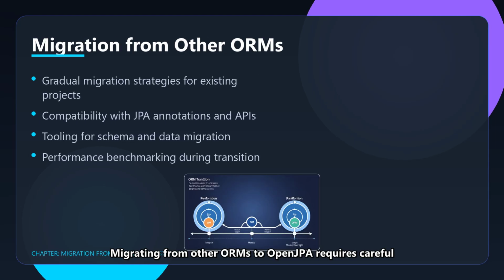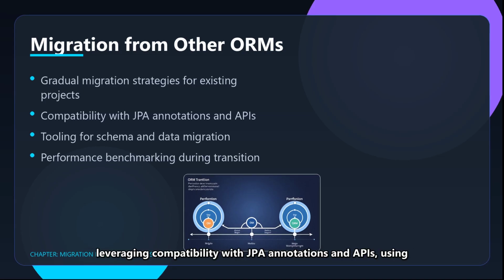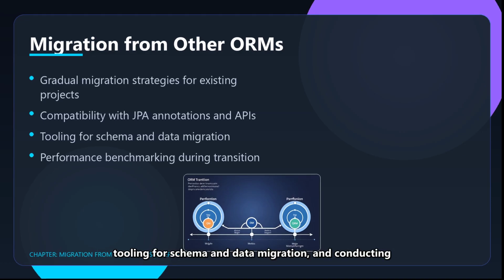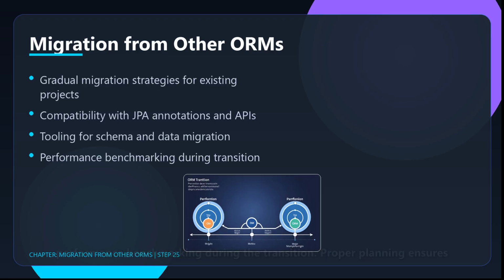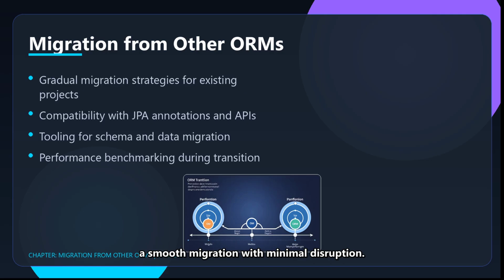Migrating from other ORMs to OpenJPA requires careful planning. Strategies include gradual migration for existing projects, leveraging compatibility with JPA annotations and APIs, using tooling for schema and data migration, and conducting performance benchmarking during the transition. Proper planning ensures a smooth migration with minimal disruption.